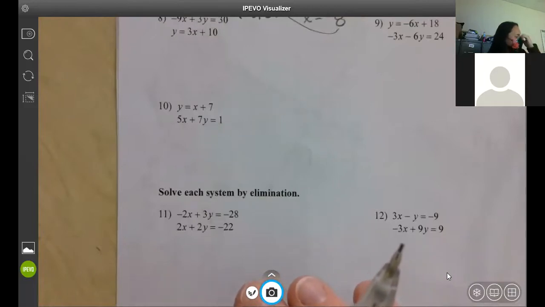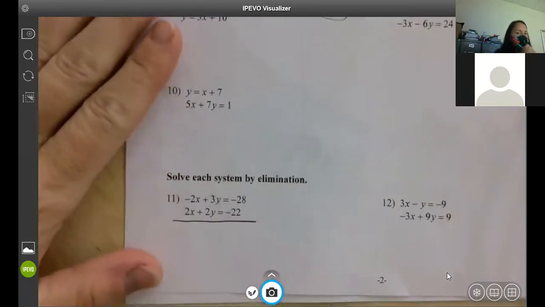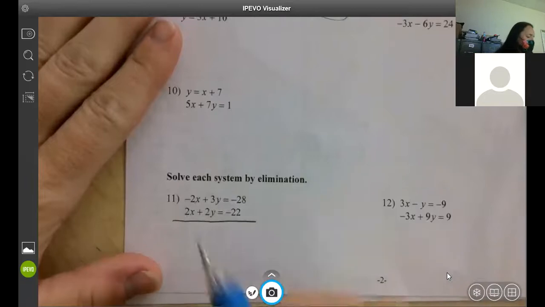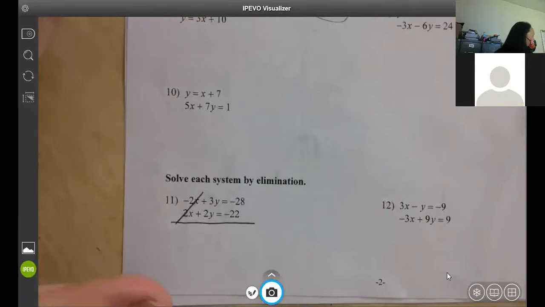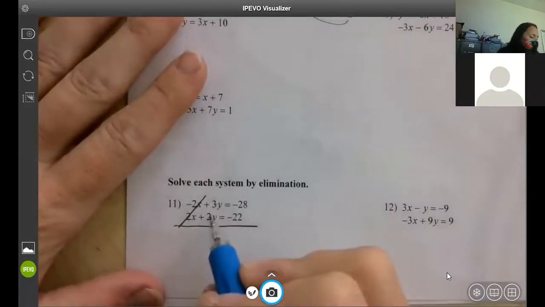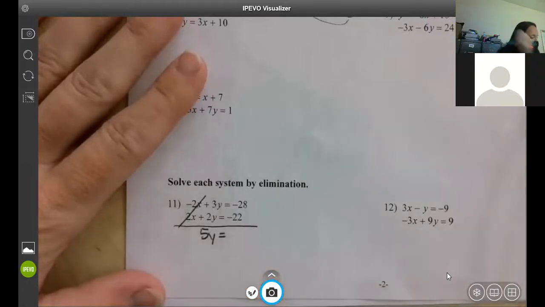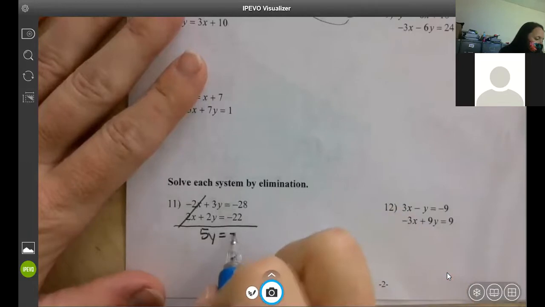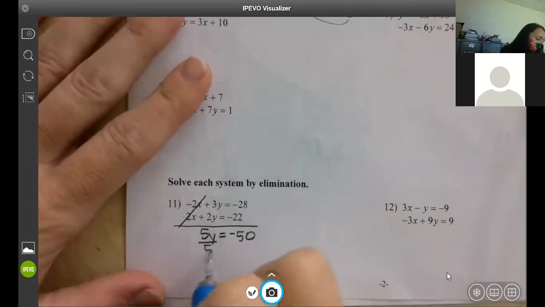Right? Okay. All right. So on this one, for elimination, remember we see two variables that are the same. So these two x's, one is positive, one's negative. So we cancel it out. Remember, this is how you do it by hand. You can do it on Desmos. I don't care. Then we add it just like a regular addition problem. 3y plus 2y, negative 28 minus 22. Yeah. Negative 50. We're going to divide by 5. And y equals negative 10.